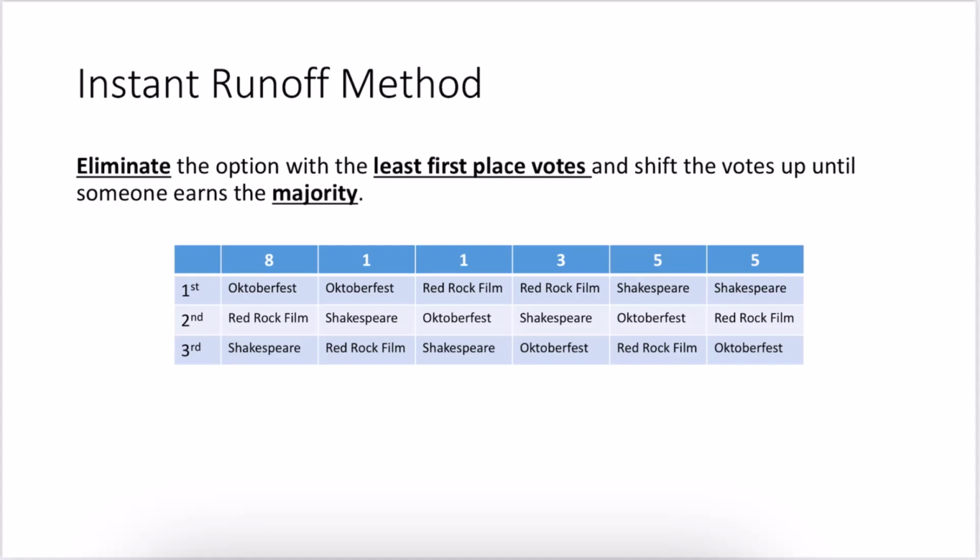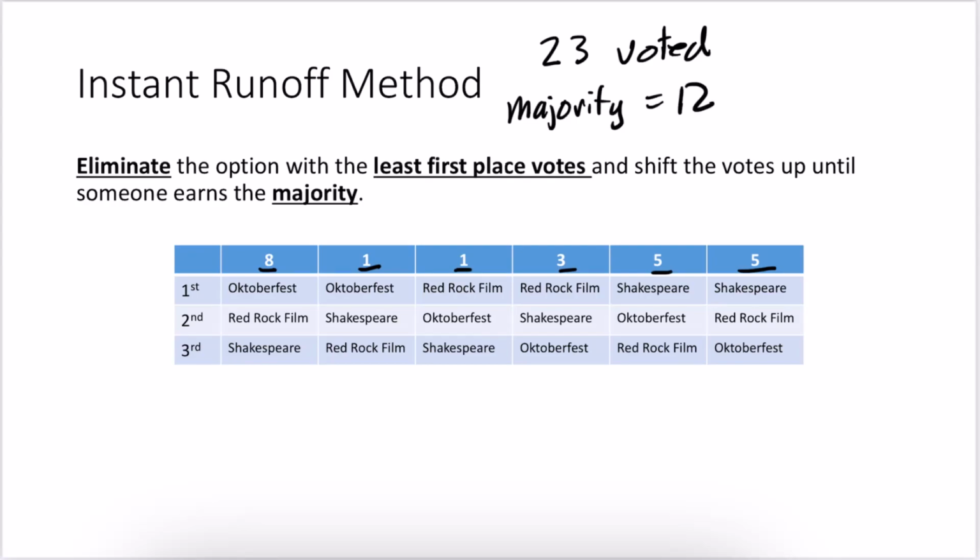Well, based on our preference schedule, if we add up the total number of people who voted all together, we would do 8 plus 1 plus 1 plus 3 plus 5 plus 5, which tells us that there were a total of 23 people who voted. And if our goal is to get a majority, remember a majority is a little bit over half of the number of people who voted. So if I divide 23 in half, that gives me 11.5, which means that the majority is going to be a total of 12 votes.